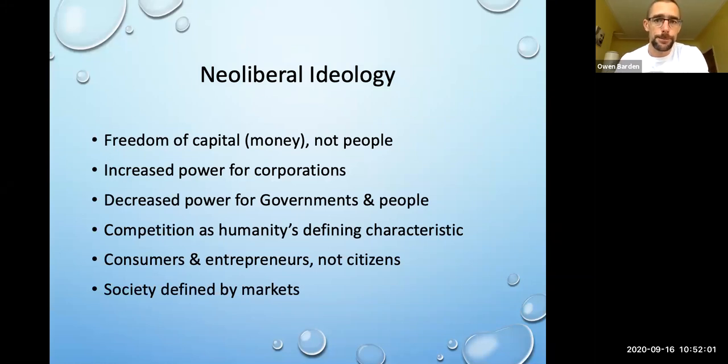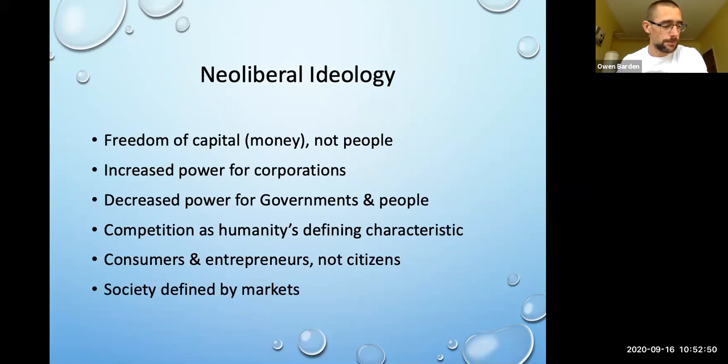Neoliberalism is about freedom of money, right? Freedom to make money, freedom to maximize profits. So in other words, it's about freedoms for corporations and companies and businesses rather than about freedoms for us as citizens, even though it's often presented to us as setting us free. So how do corporations, how do businesses achieve these freedoms? What are those freedoms? Well, they get increased power over the way that we live our lives and the way that we think about ourselves.